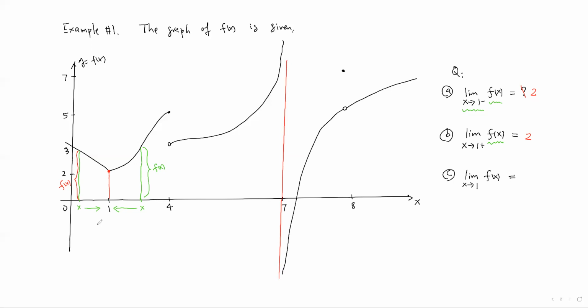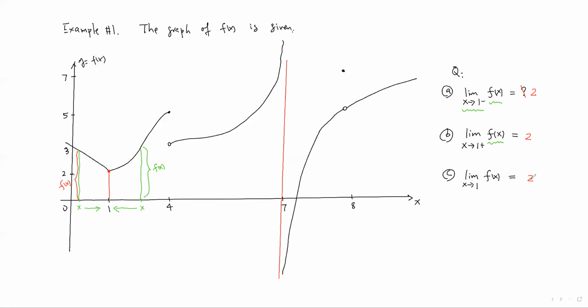From this diagram, we can see that function value is the height of the graph. As x is closer and closer to 1, the height of the green vertical line will get closer and closer to the red vertical line. The height of the red vertical line is 2. Therefore, the answer to this question is 2. So these are the first 3 questions from this example.